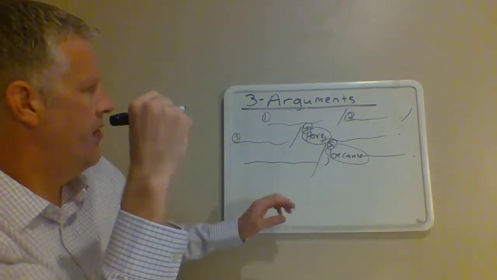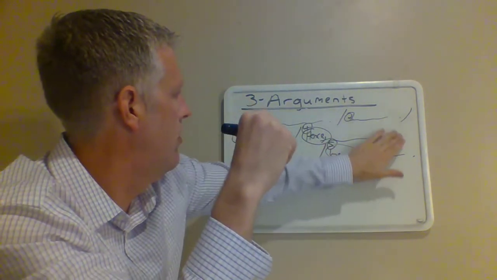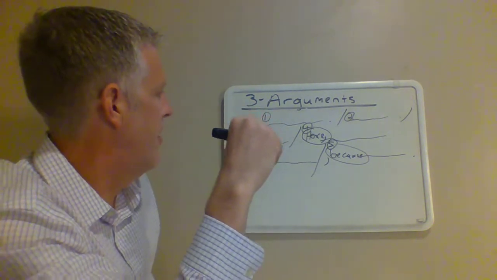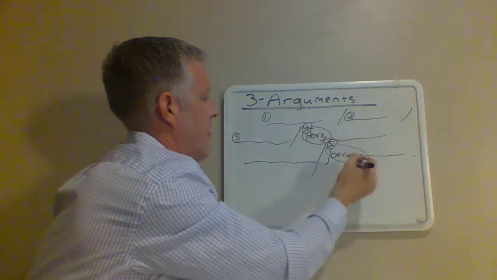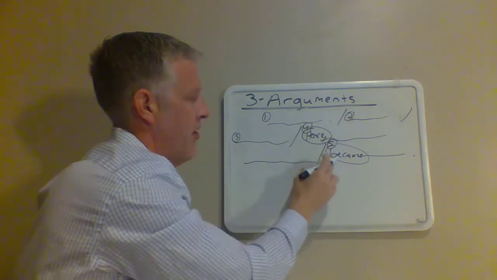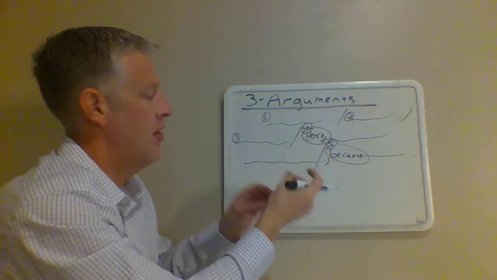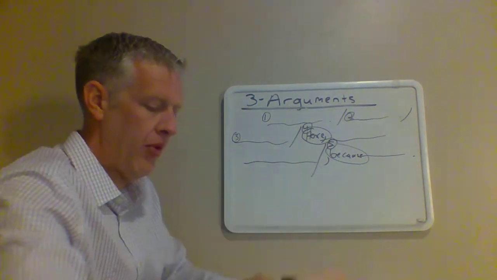Hopefully that makes sense now. This is the same sentence. 4 and 5 are part of the same sentence, but again, there are two individual claims at play here.